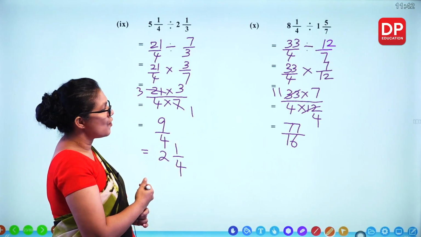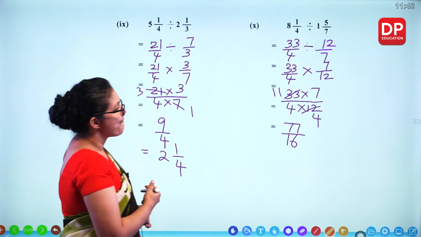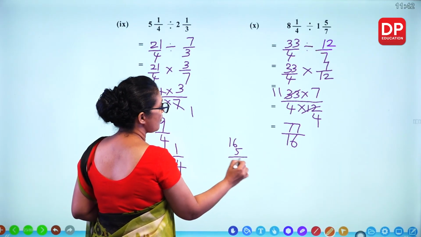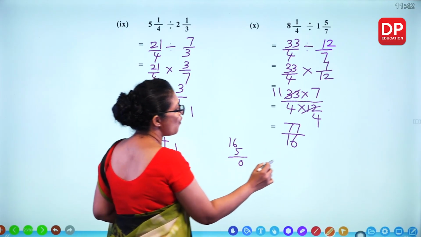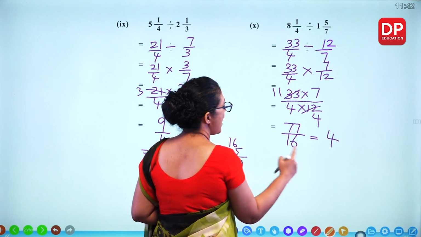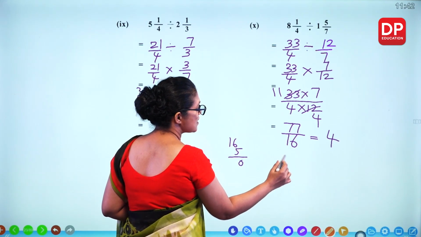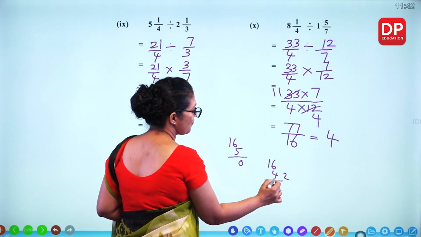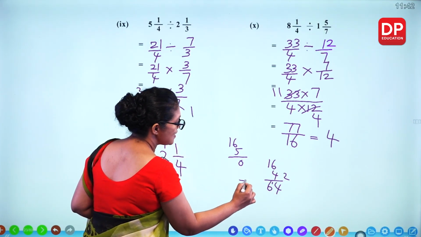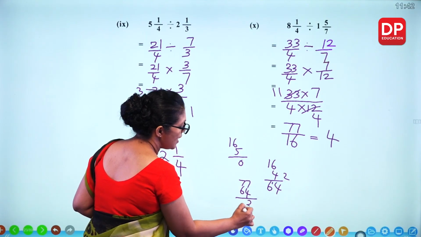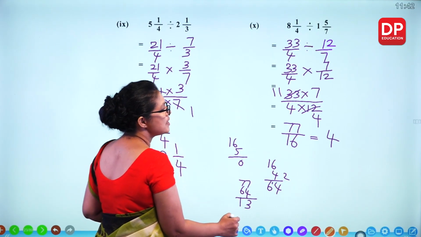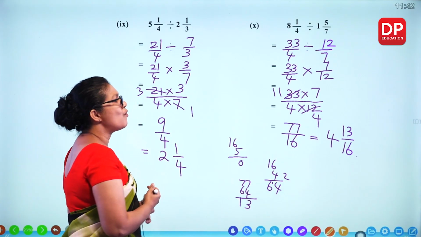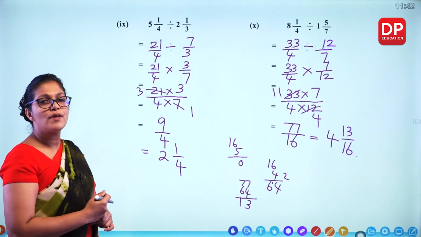How many 16s for 77? 16 times 5, 80. So that means 4. 4 and 4 times 6, 16 times 4 is 64. That means 77 minus 64. What's the remaining part? You get 13. So 13 out of 16. So 4 and 13 parts out of 16.